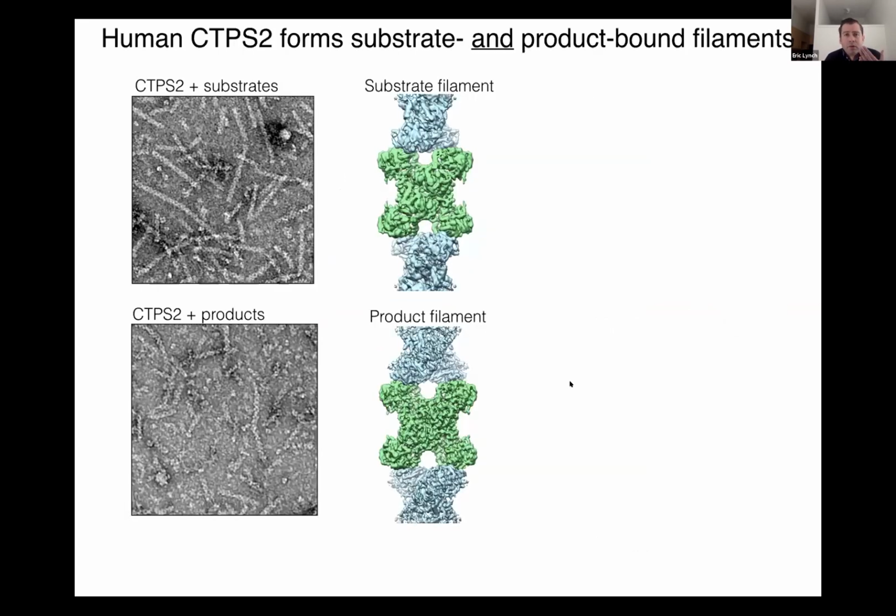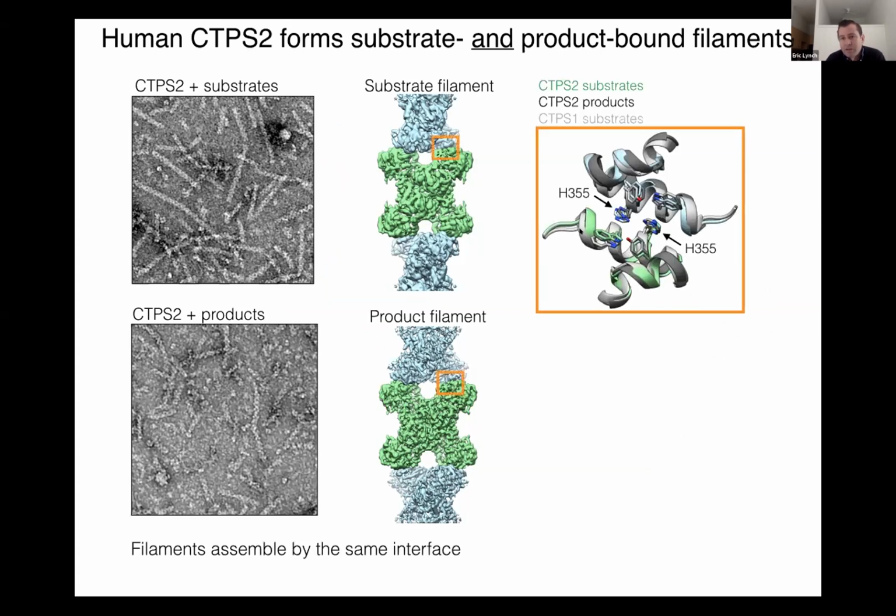And so then next I looked at the other isoform of the human enzyme, CTPS2. And we were really surprised to see that it seems to behave differently than CTPS1. You see filaments both in the presence of substrates and products. And so we determined the structures of these as well, the substrate-bound filament and the product-bound filament, by cryo-EM. Both of the filament forms assemble by the same contact site, and this is the same contact site you see in CTPS1, involving this helical insert with the H325 residue.